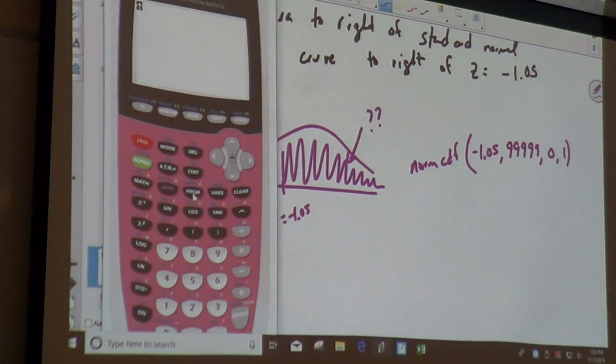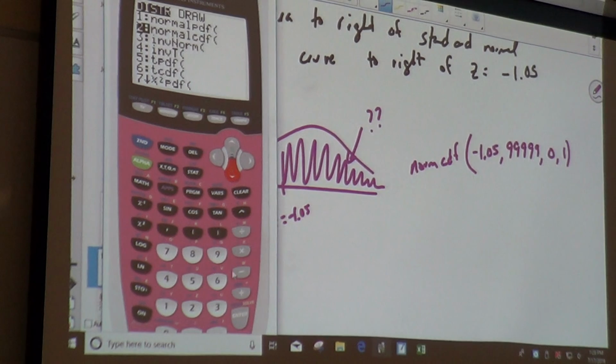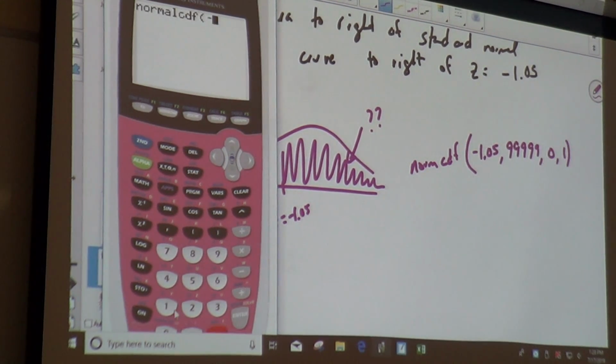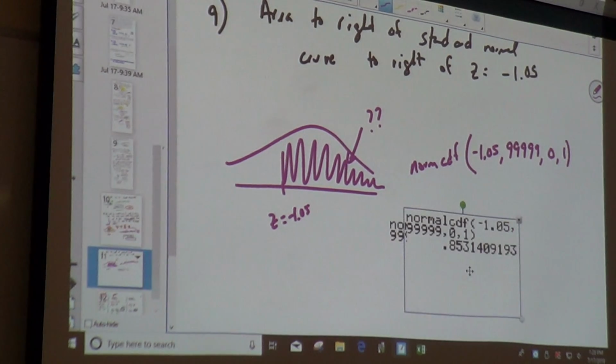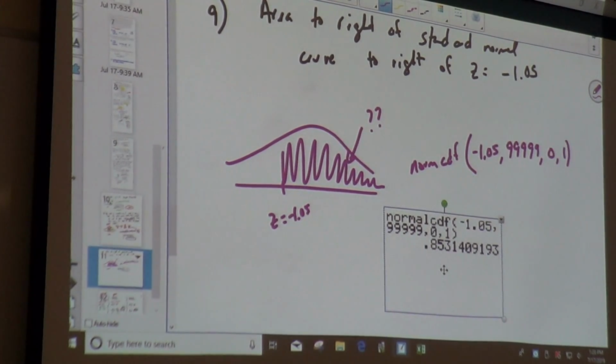So I'm gonna do second bars, normal CDF, negative 1.05, comma, 1, 2, 3, 4, 5, comma, 0, comma, 1. Oops, it would help if I hit enter before I drag it over. So that means that 85% of that graph is shaded.